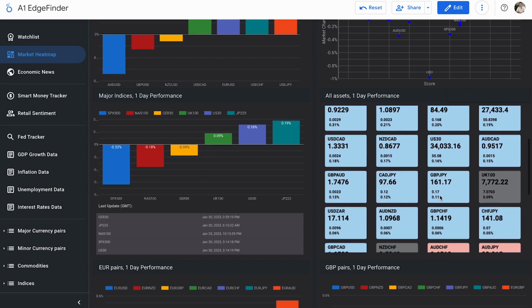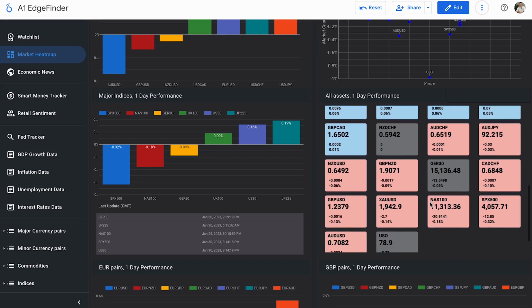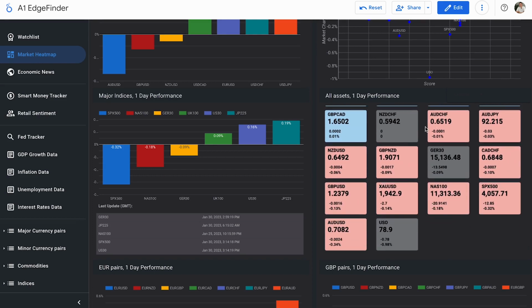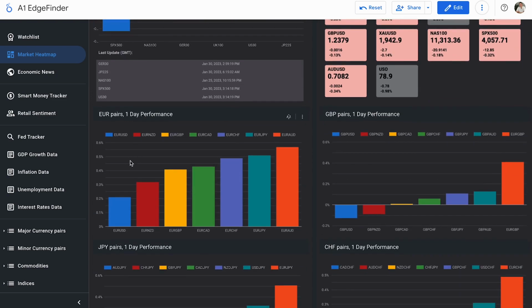We don't have a bar chart for either gold or oil, but we can look at them here in our all assets box. And here I can see gold down 0.14% on the day and oil down almost 1%, down 0.98% on the day so far. All of our euro pairs are up, actually, euro AUD being the biggest mover to the upside, up 0.57% so far, and euro USD still up, only up 0.21% on the day.